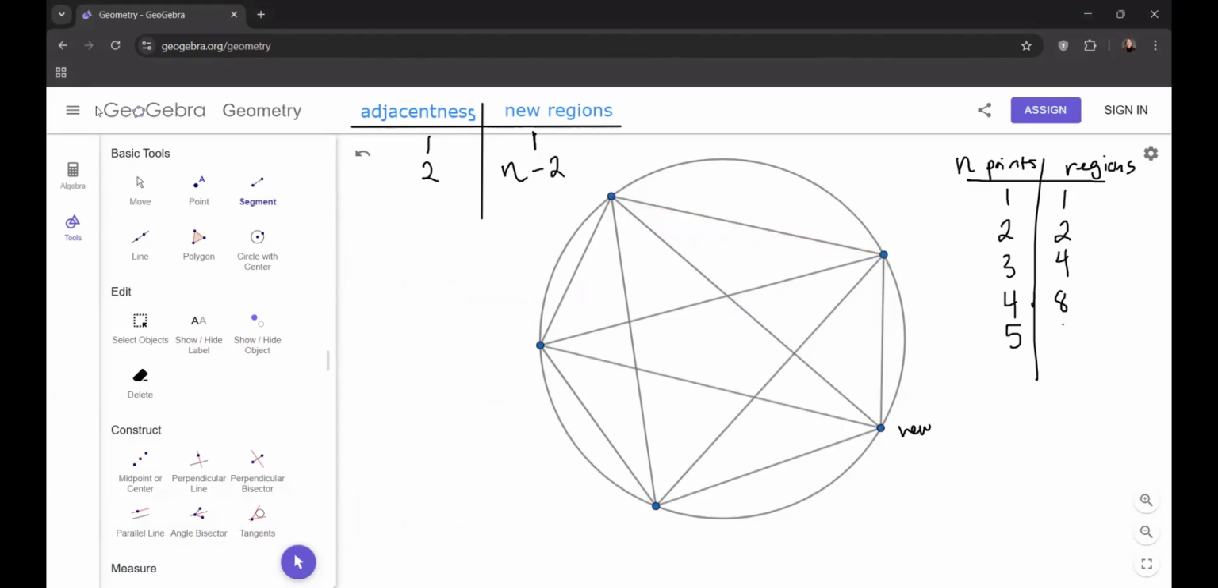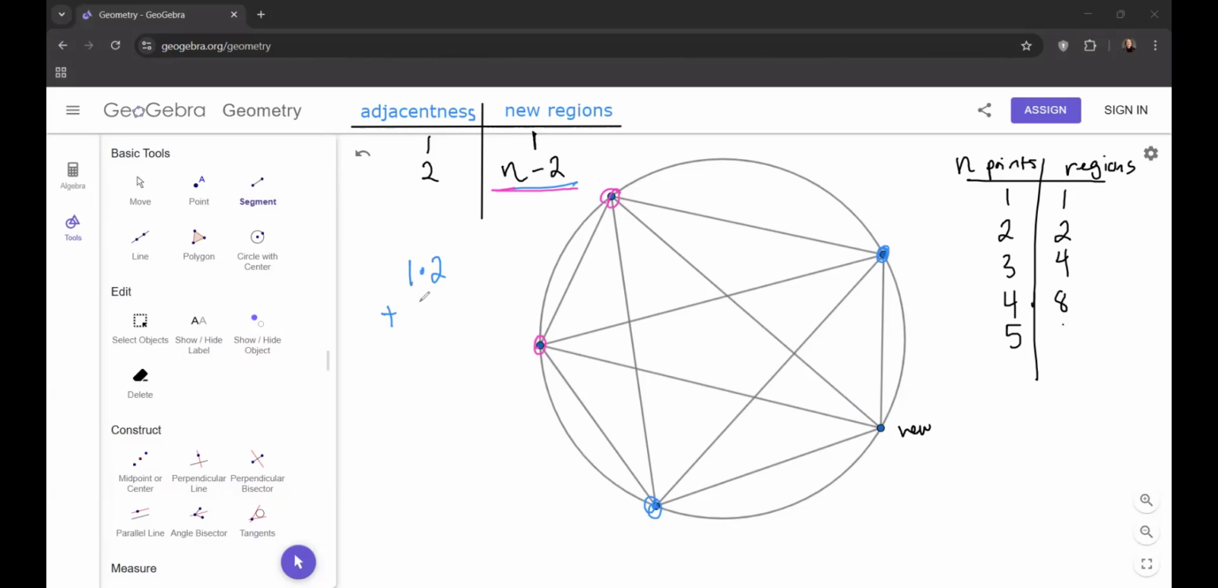Okay, and now we've connected all of our points. So how many total new regions do we have? Well, we have our 8 that we already had. These 2 points have an adjacentness of 1. So for each of those points, we have 1 new region. We have 2 of those points. Then we also have 2 points that have an adjacentness of 2.